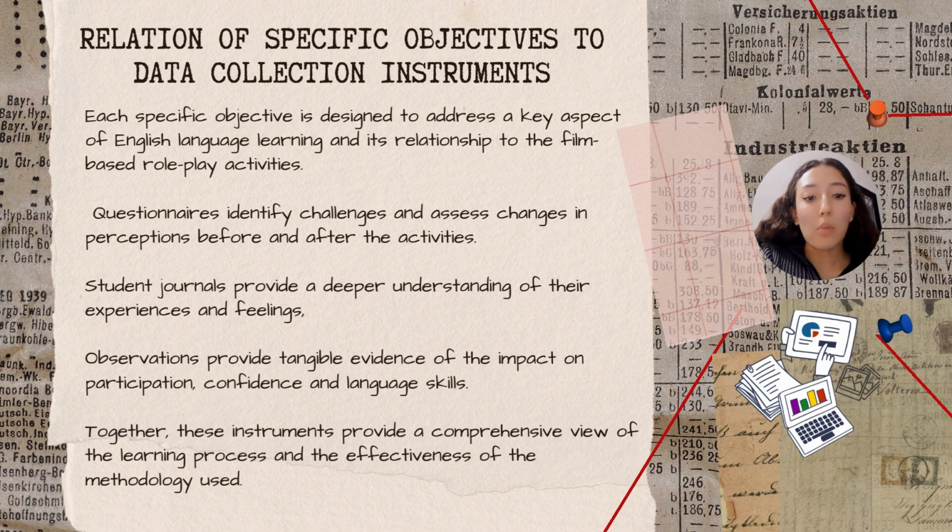We think that by combining the questionnaires, the journals, and the observations, we can offer a complete picture of methodological effectiveness and allow for strategy adjustments. And as a conclusion, I think that these evaluation methods help to understand the impact of film-based learning activities and role playing on English learning. They are also useful to identify areas for improvement and effective strategies.